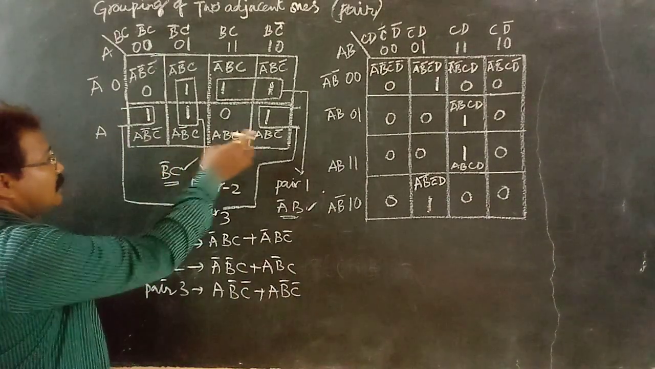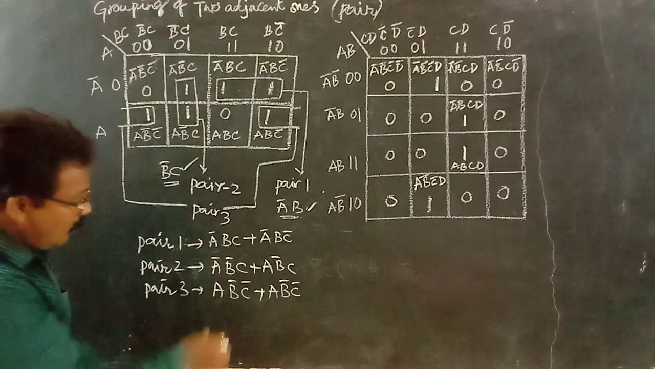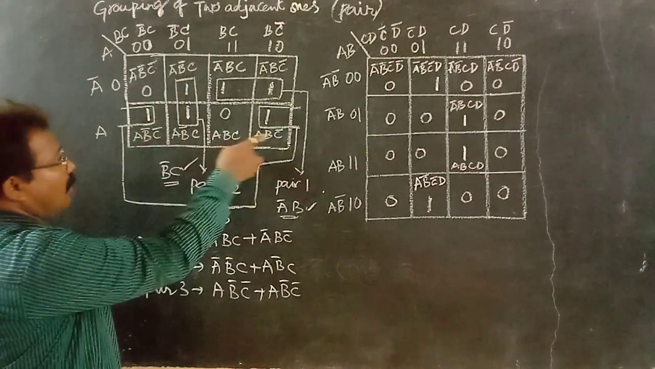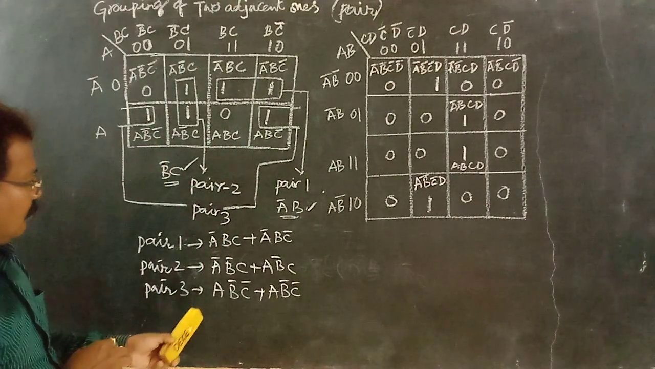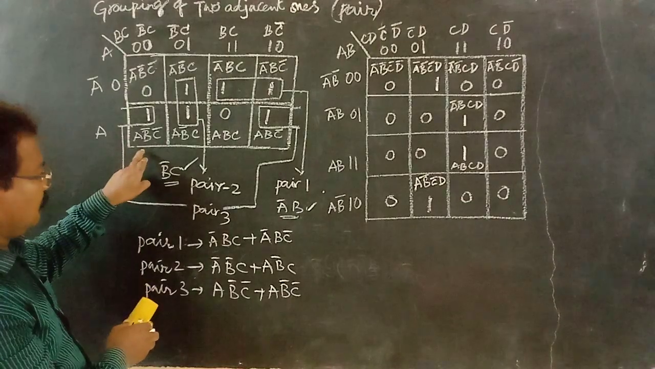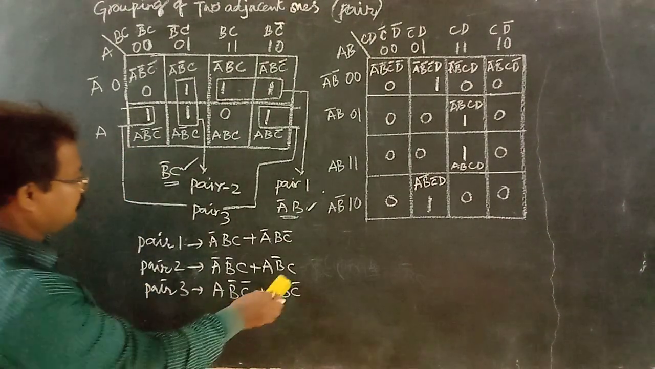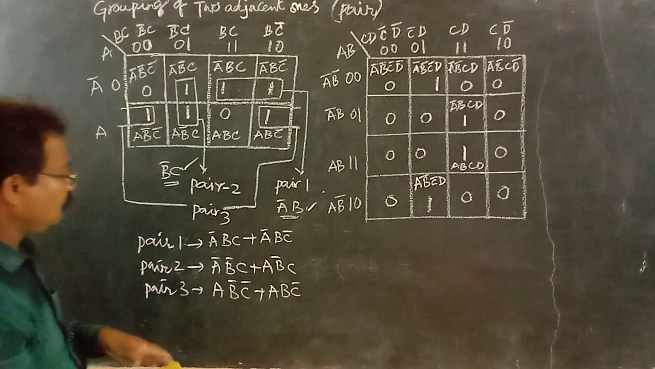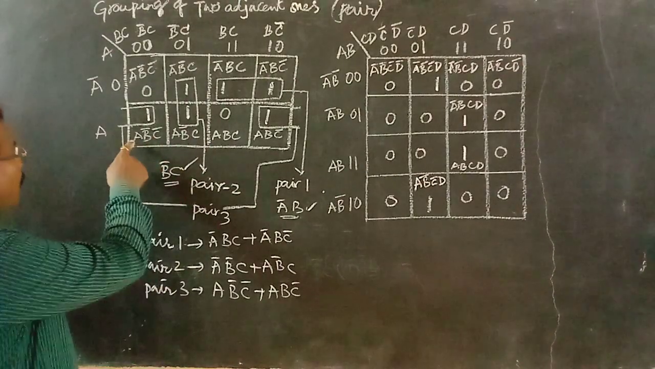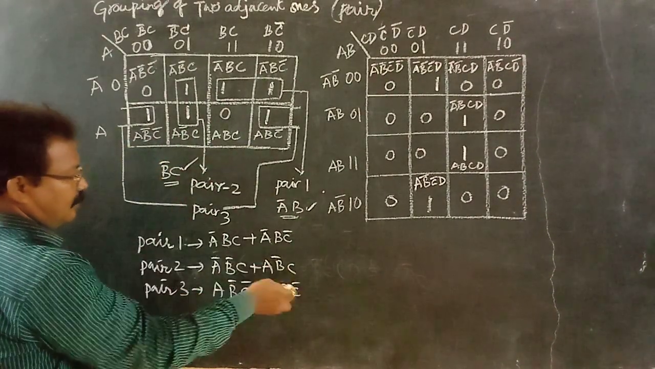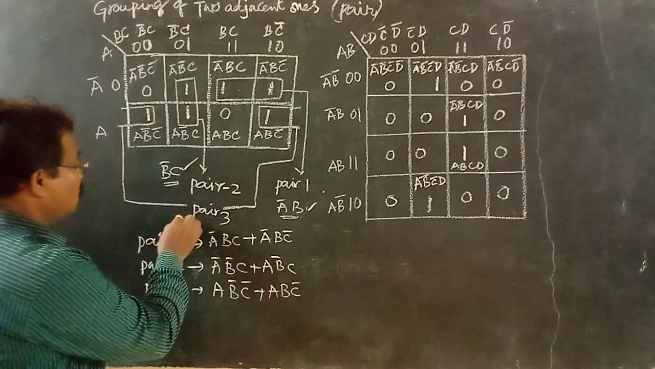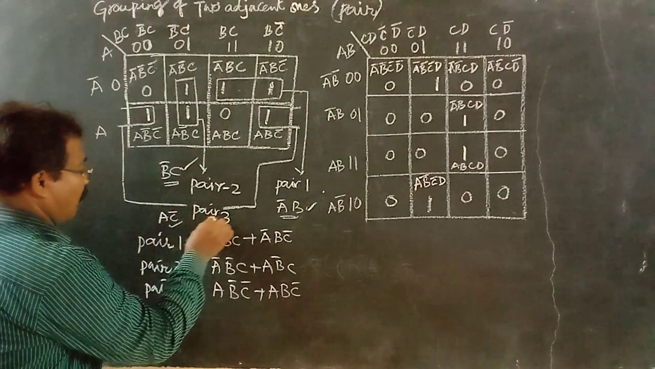While observing these two minterms, A, B bar, C bar and A, B, C bar, what is the common? A, C bar is common. Okay. A, C bar is common. So directly we can write it as A, C bar.